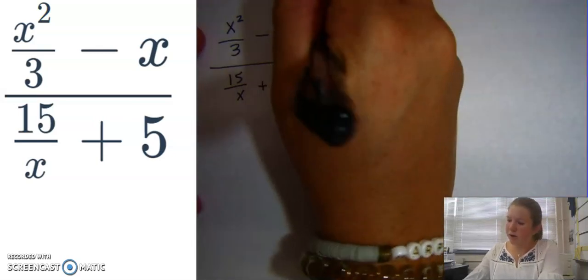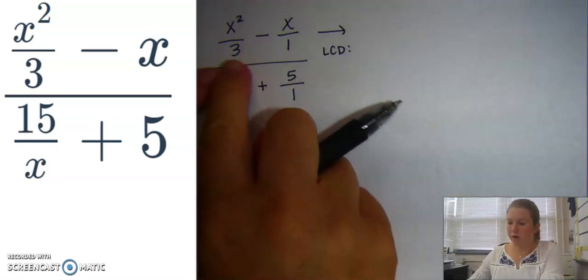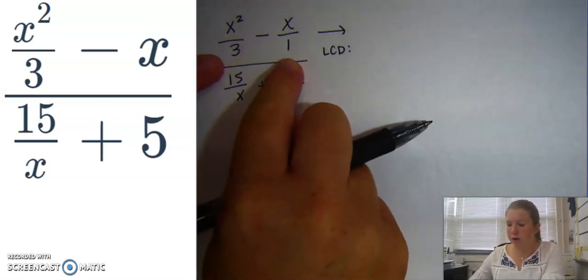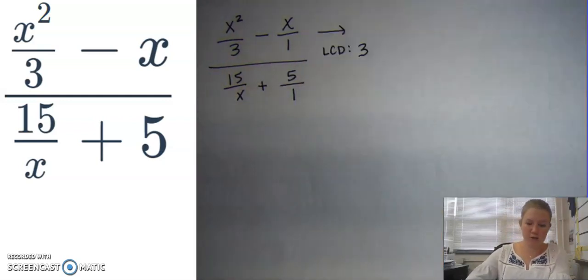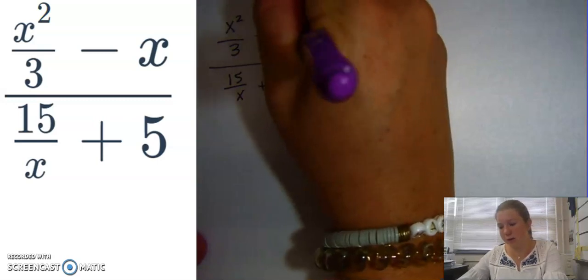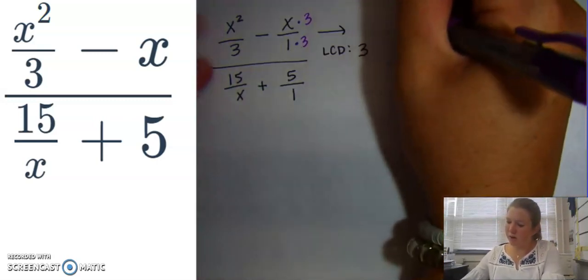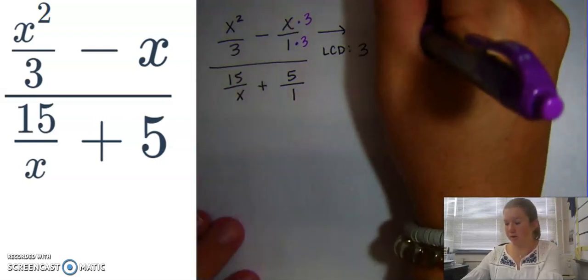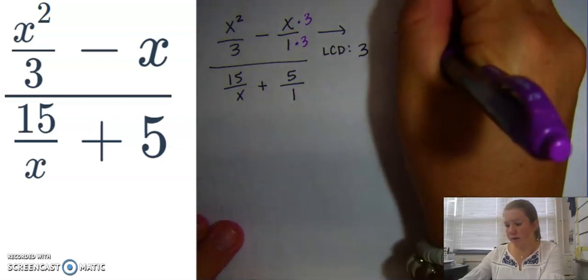Start with the numerator and let's get an LCD. So our current denominators are 3 and 1. Least common denominator there is just going to be 3. The first fraction's good to go. The second one just needs to be multiplied by 3 on top and bottom. So we're going to have x squared minus 3x over the LCD of 3.